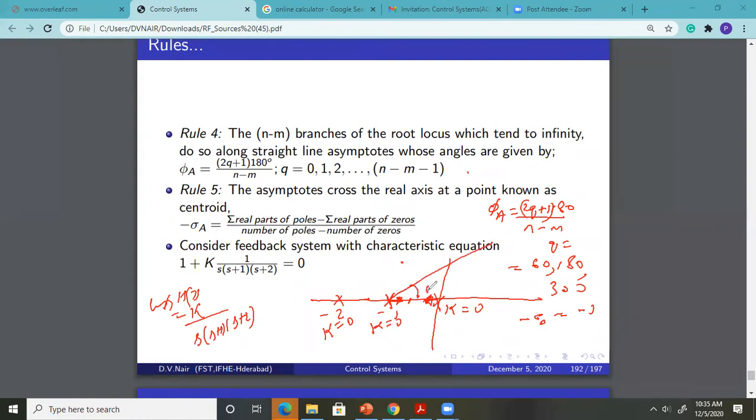This is 60. Then plot the second asymptote. This is 180. And the third asymptote. This is 300. So somewhere here, let us say, is the breakaway point, that we can find out by dK by dS equal to 0.